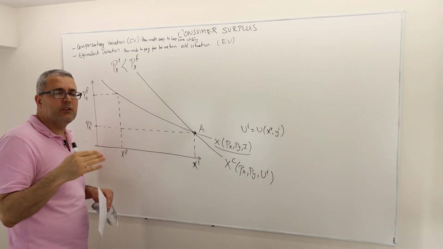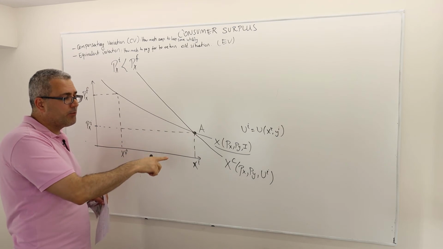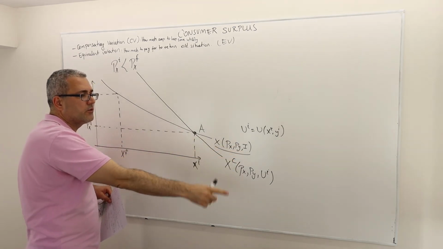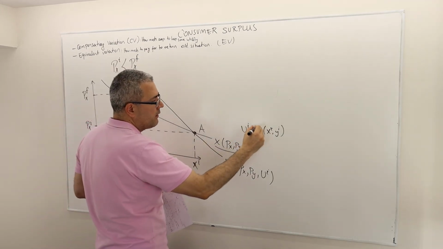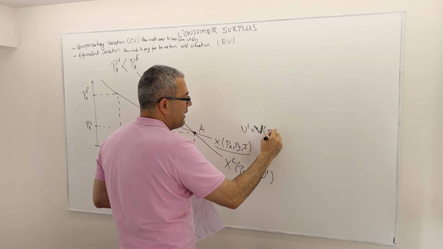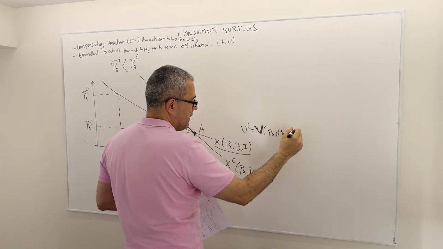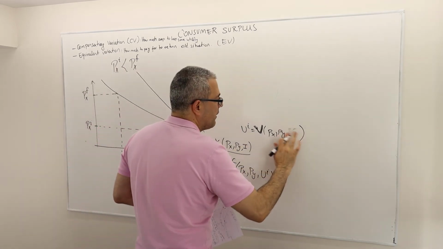Remember, the Hicksian demand curve and the Marshallian demand curve intersect with one another at that point where the income is exactly equal to the expenditure of getting this utility level, which is V of Px, Py, and Ui. All right? Oh, income, I'm sorry.